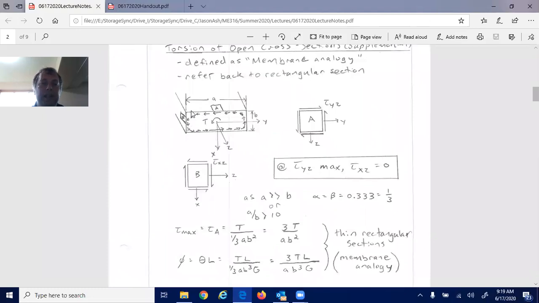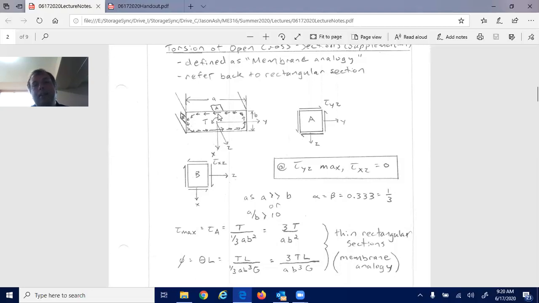And so if we start at that point looking at just a rectangular section, we have the torque that's applied about the z-axis as shown here. The axes are set up x down, y to the right, z coming out of the page. That works with your right hand rule, x curling to y, z is coming out of the page.